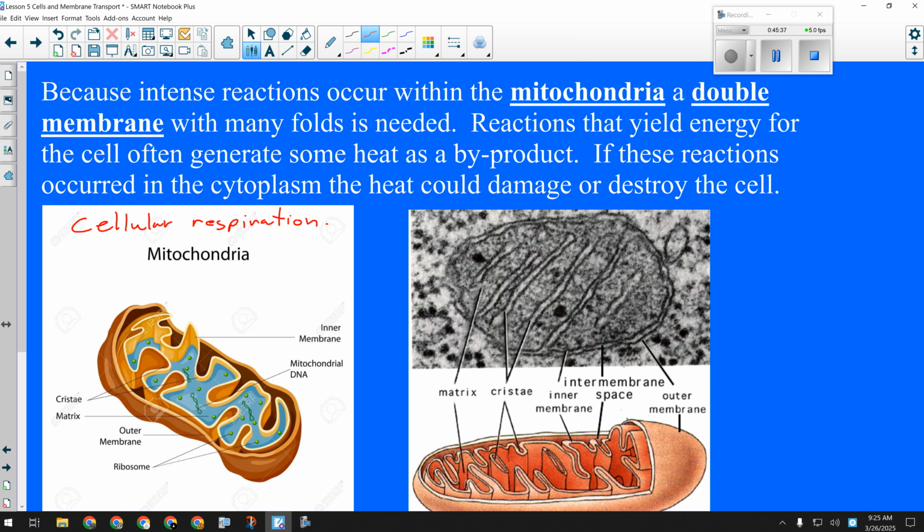Under an electron microscope, they look pretty much like the drawing. You can see the folds in there. What's the purpose? Lots of the organelles we've looked at have folds. What's the purpose of the folds?